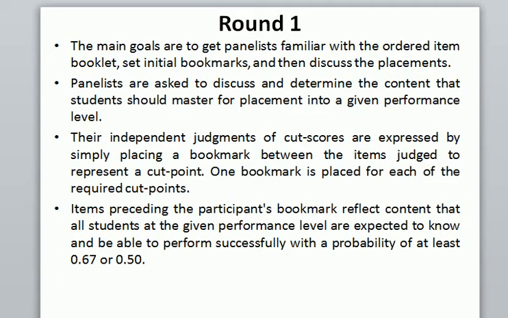So it means that all students at a certain level of performance are expected to know and be able to perform successfully with a probability of at least 0.67 or 0.57. It means there should be a successful completion. The probability of successful completion is 0.50 to 0.67. So this way the first round is completed, then round two will start.